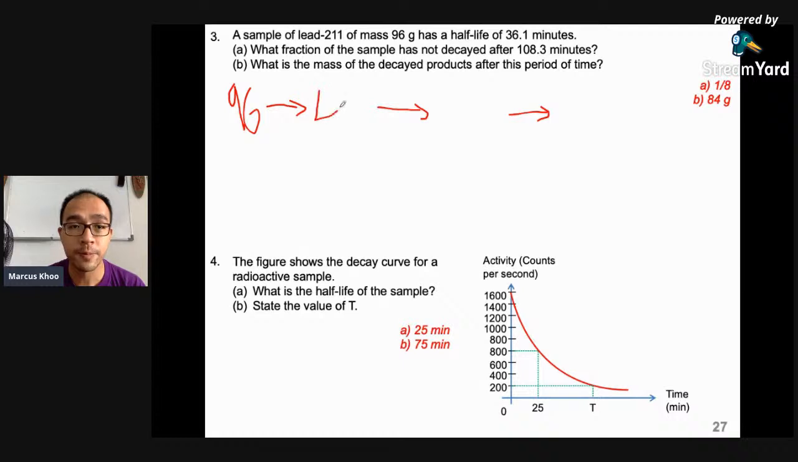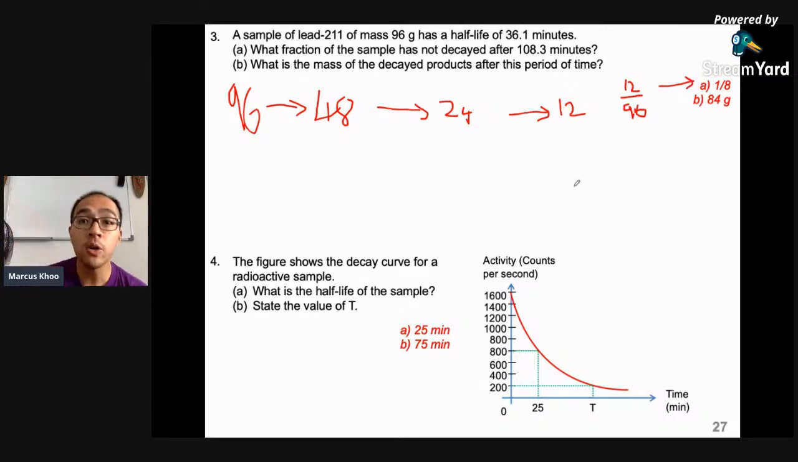48 divided by 2 is 24. 24 divided by 2 is 12. So the question is asking, originally it's 96 grams. After 108.3 minutes, 12 grams is left. The question is, what fraction of the sample has not decayed? Since it is a fraction, this would be 12 out of how much originally? 96, which is equal to 1 over 8.